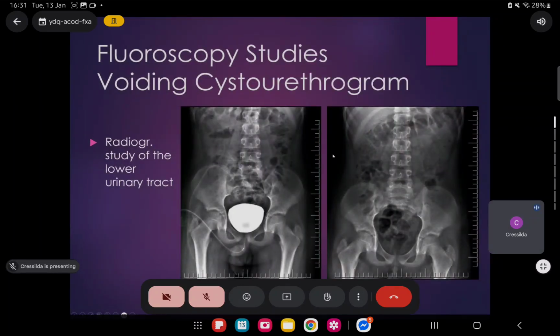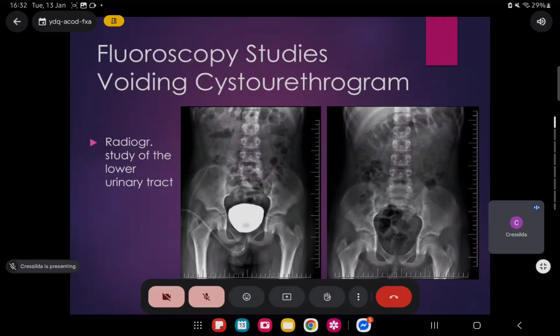Okay, this is a voiding cystourethrogram or VCUG. Sometimes it's called a micturating cystourethrogram, because the medical term to urinate is to micturate. MCU or micturating urethrography. This is a fluoroscopic study of the lower urinary tract. How do we do this? We would introduce contrast into the urinary bladder via a catheter.